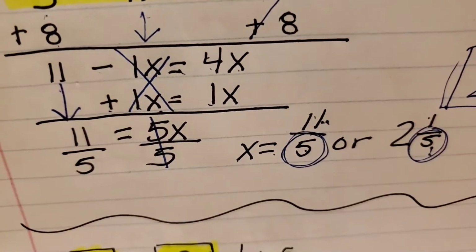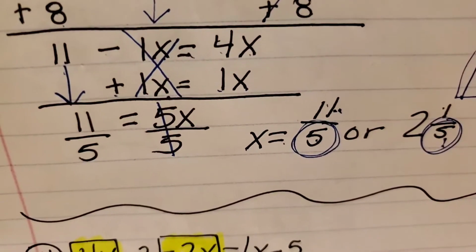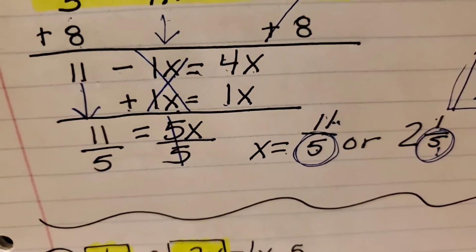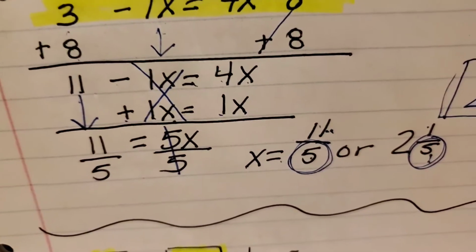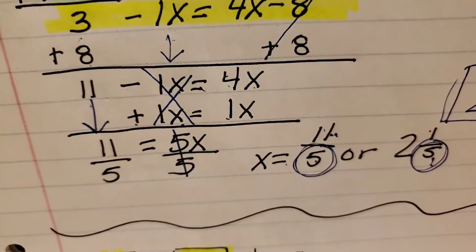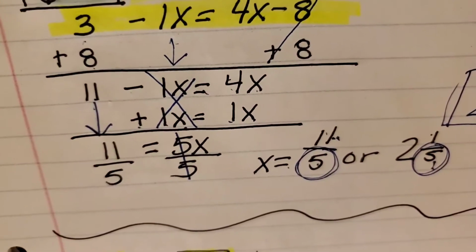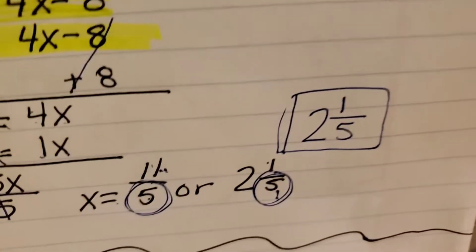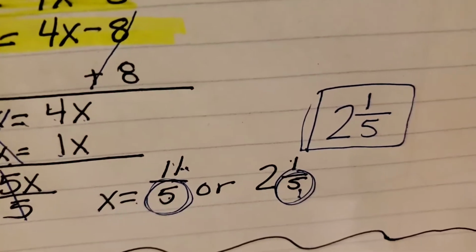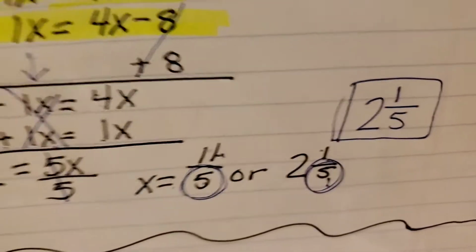So it's a division problem. 5 goes into 11 without going over 2 times. So 5 times 2 is 10. I have 1 left over. And then my denominator stays the same. And we'll review that again.